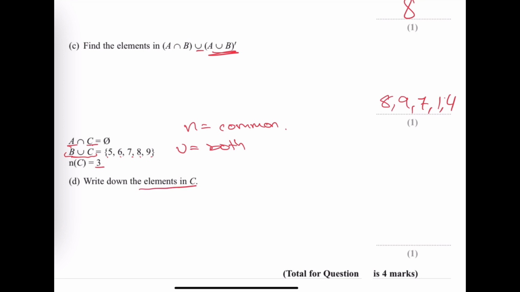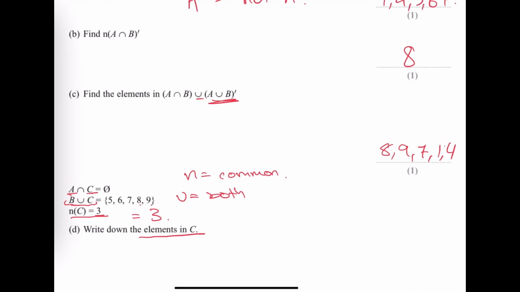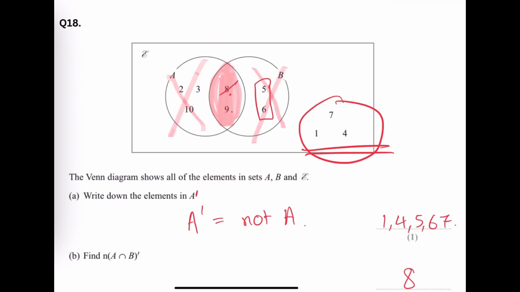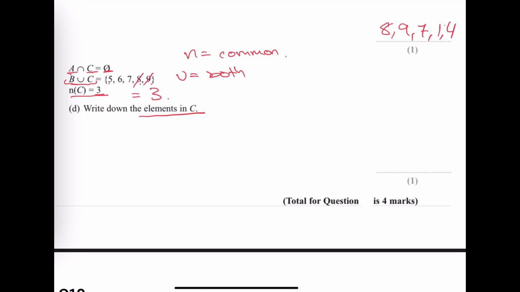So write down the elements in C. n(C) means that they have three different things. We can see over here that they have nothing that they have in A. So we know that it's not going to be 8 and 9. This is because it is in A, so it can't be in C if it's in A. So it's not 8 and 9. So 5, 6, and 7 already has the 3 elements that they have. So the answer is just 5, 6, and 7.